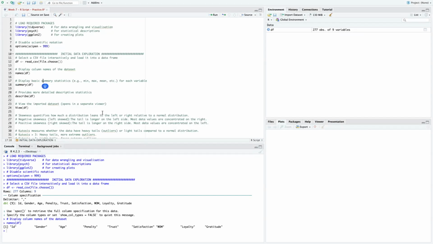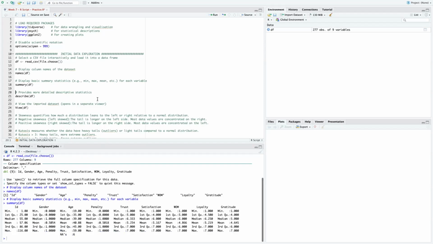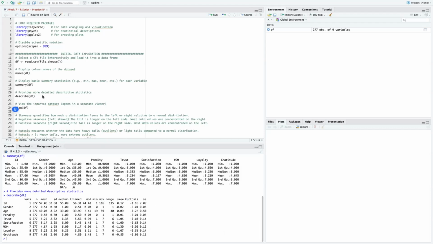Now let's check some basic statistics of our data. All right, if you look at these summaries, what do you know about trust, satisfaction, word of mouth, loyalty, and gratitude? These variables are measured on a Likert scale from 1 to 7, right? 1 to 7. Now, let's go further and check more detailed descriptive statistics of these variables.